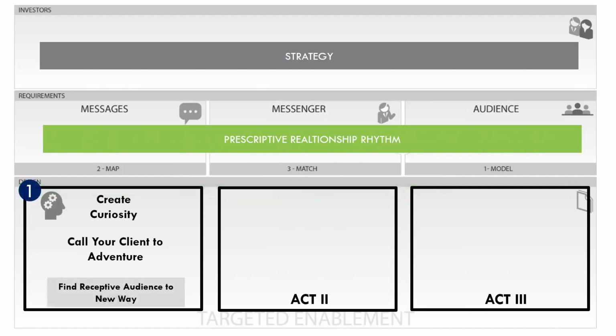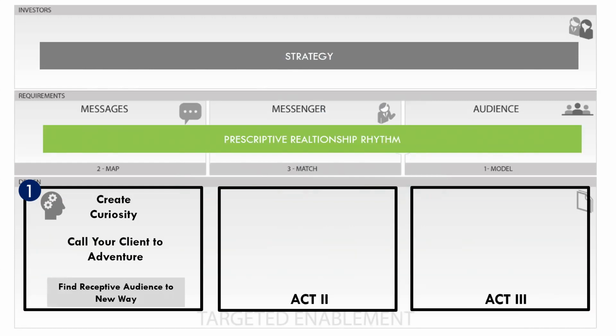So when you think about a sales process that we've got, our sales process really only has 3 parts. Part number 1 is we have to create curiosity. All of the structure and all of the details that we've got, that's just prep work, right? Now we have to really work on editing our story. We have to call our client to adventure. And what we want to be able to do is find a receptive audience to our new idea. That's it. That's all we want to do.